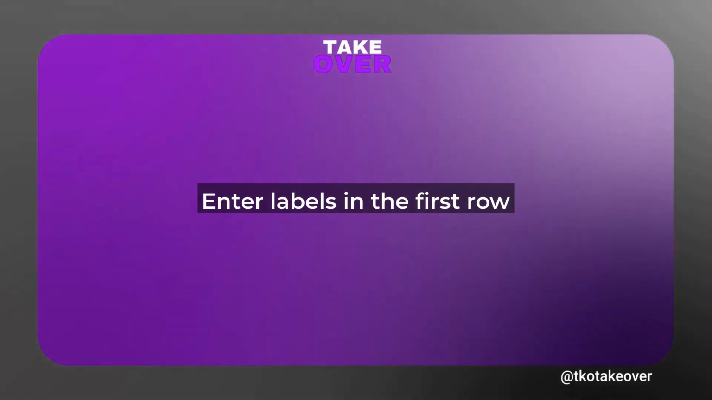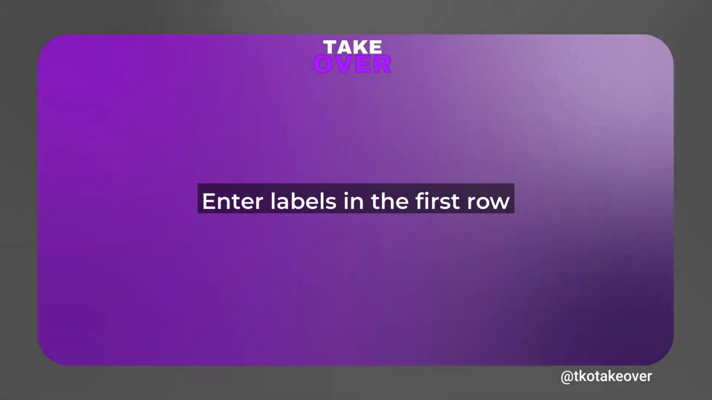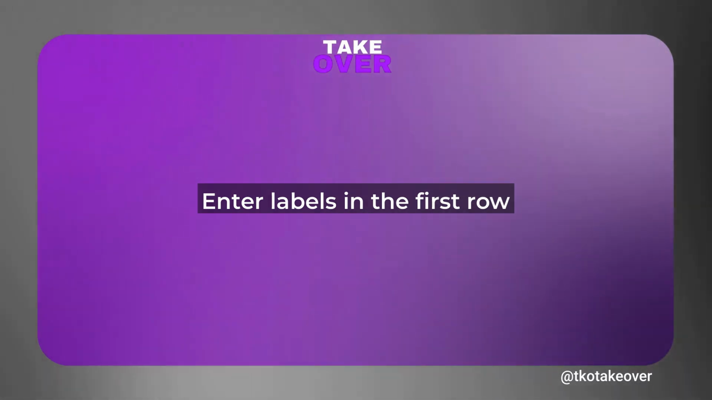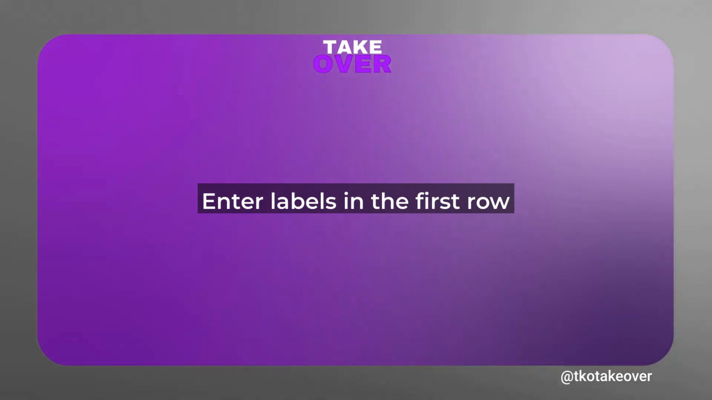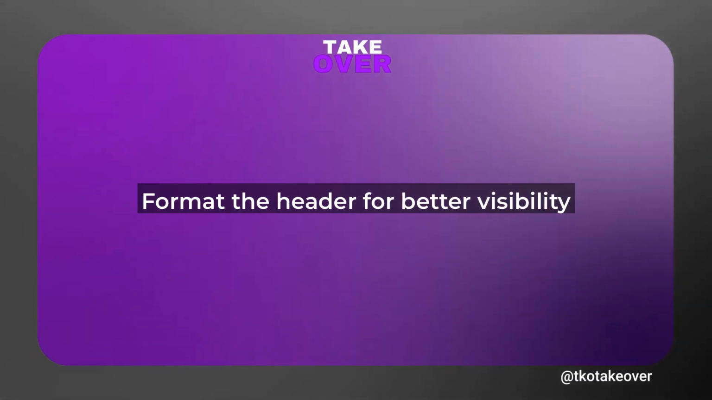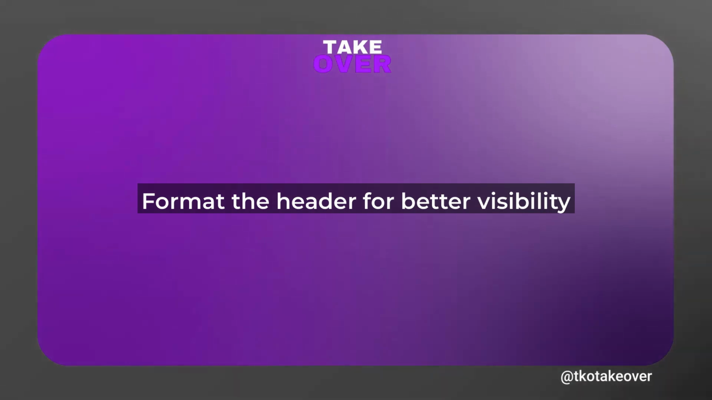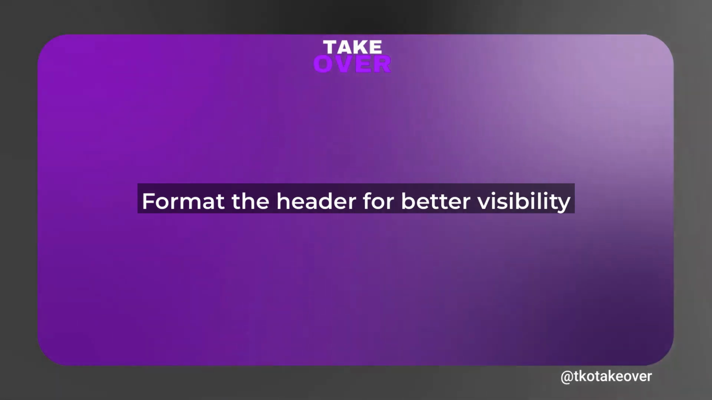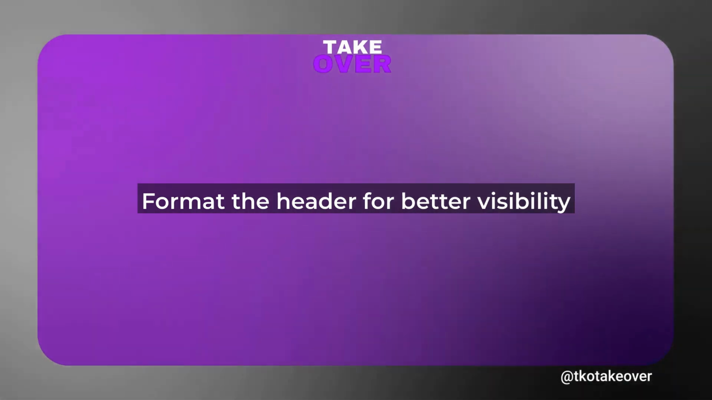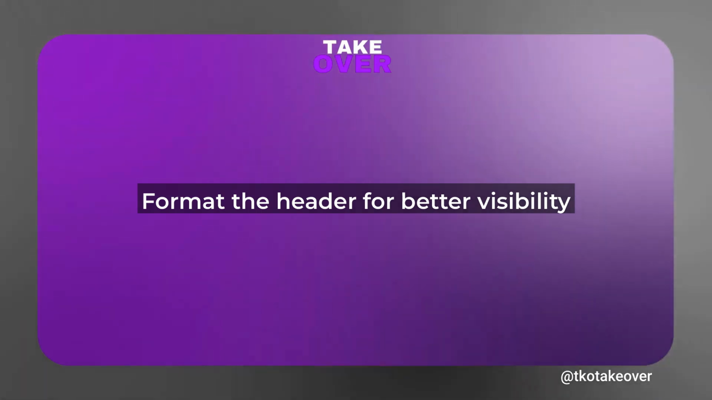To get started, open Google Sheets by going to sheets.google.com and creating a new spreadsheet or opening an existing one. Once you're in, click on the first cell of the row you want as your header, typically row 1. Now, type your labels into the cells. For example, in cell A1, you could enter ID, in B1, name, and in C1, email. Make it descriptive so your data makes sense at a glance.